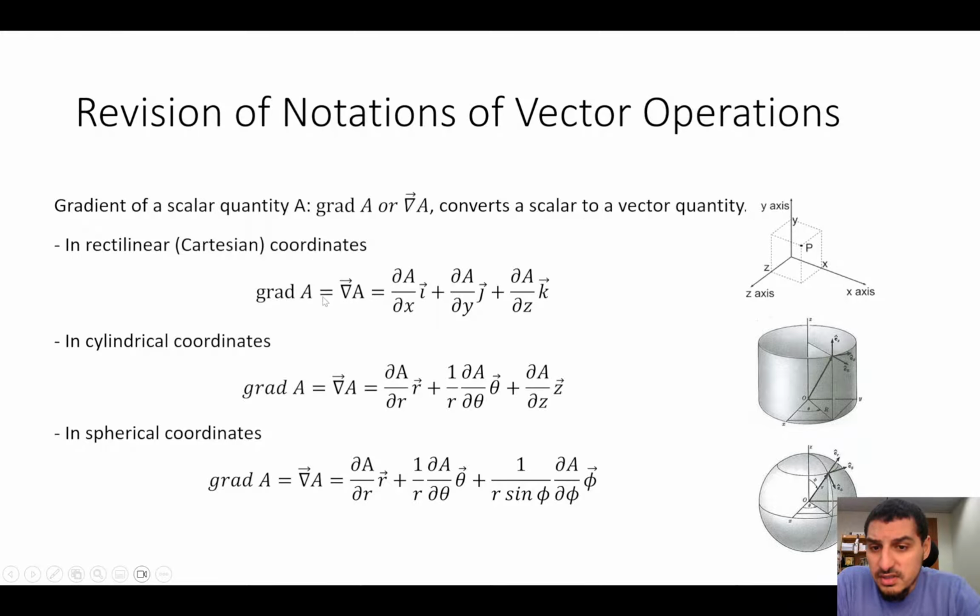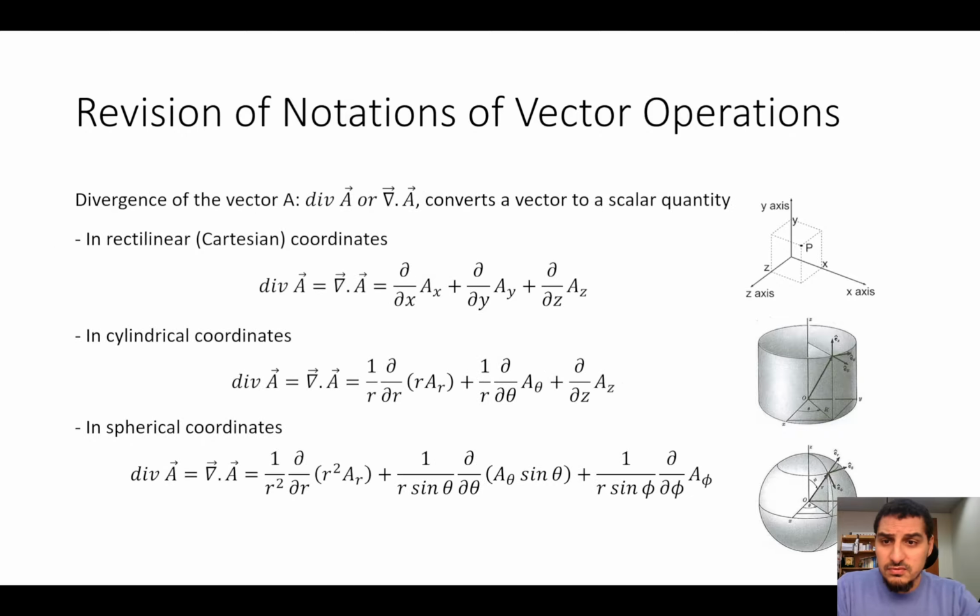So if we have the gradient of A, or the nabla A, it's the derivative of A with respect to x in the i direction, plus the derivative of A with respect to y in the j direction, which is the y direction, and the derivative of A with respect to z in the k direction, which is the z direction. We have the same thing in the spherical and the cylindrical coordinates, which is the same thing but in a different coordinate system. So this is an expression of the derivative of a quantity.